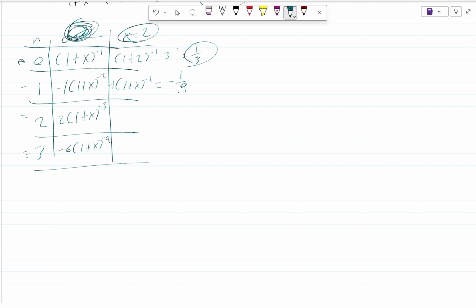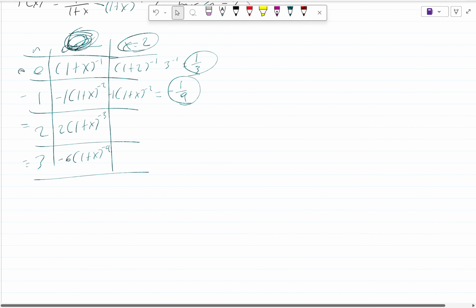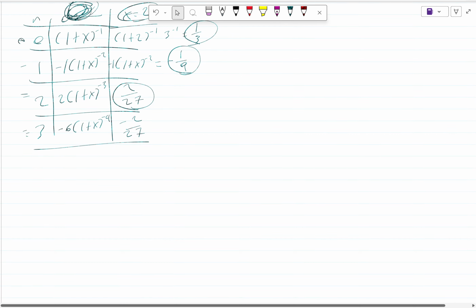I'm just going to speed run this, okay? So that's 1/3, negative 1/9, and 2/27. I'm just circling it because why not? The next one is negative 2/27 for the third derivative.